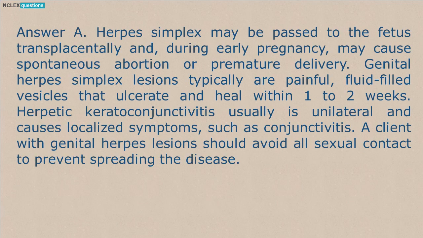Answer A. Herpes simplex may be passed to the fetus transplacentally and, during early pregnancy, may cause spontaneous abortion or premature delivery. Genital herpes simplex lesions typically are painful, fluid-filled vesicles that ulcerate and heal within 1 to 2 weeks. Herpetic keratoconjunctivitis usually is unilateral and causes localized symptoms, such as conjunctivitis. A client with genital herpes lesions should avoid all sexual contact to prevent spreading the disease.